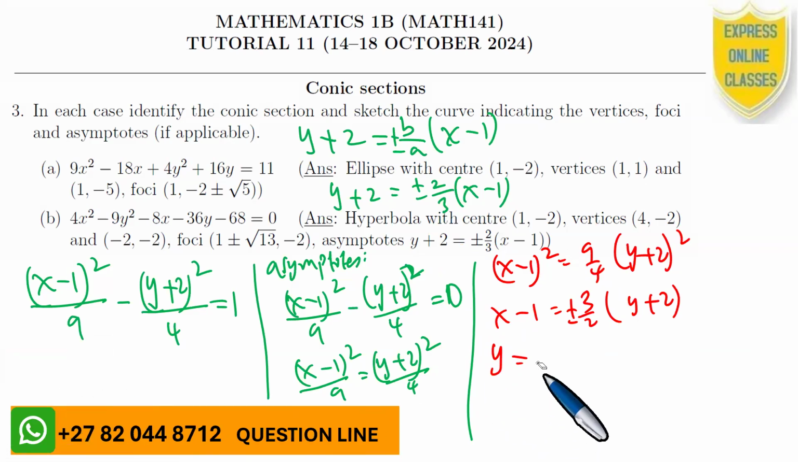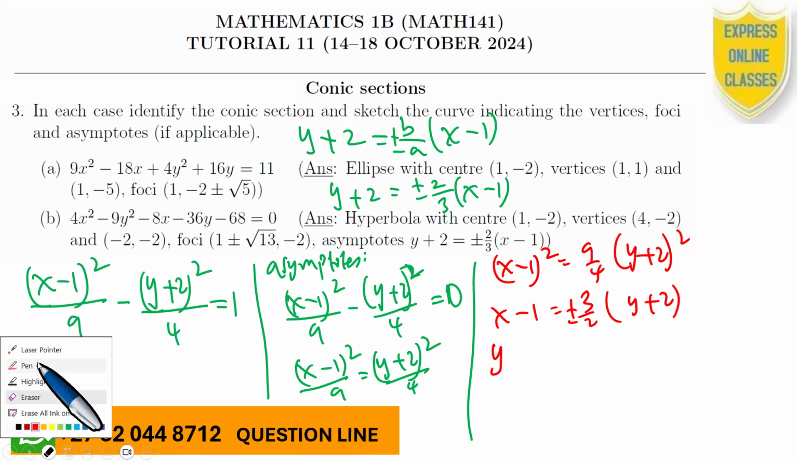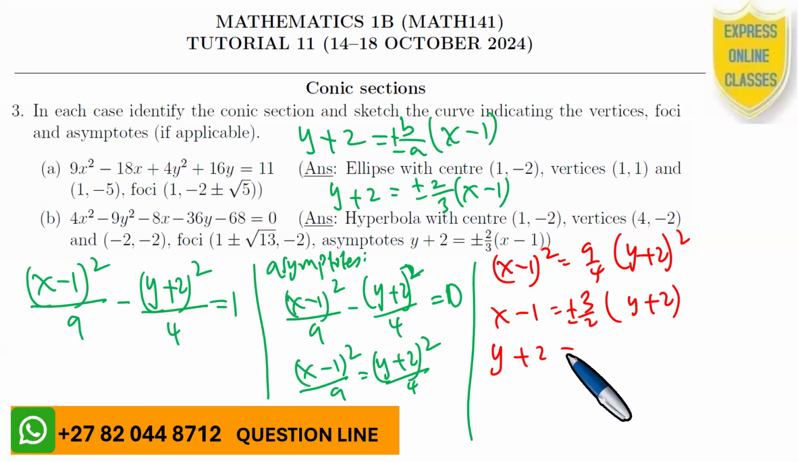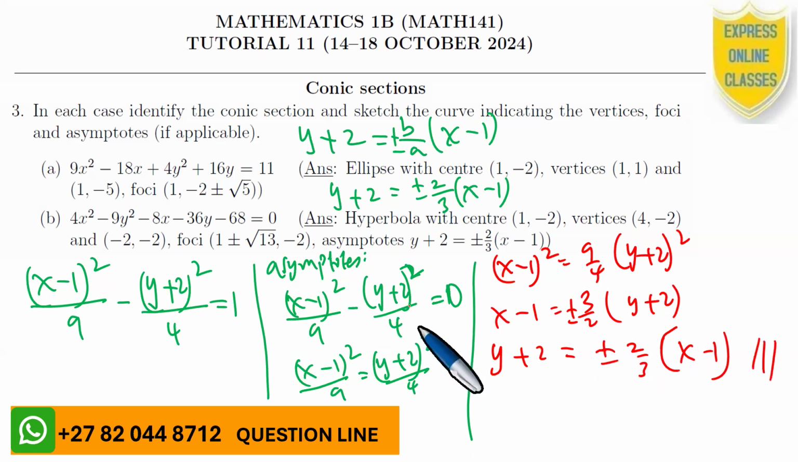So it becomes y plus 2, making y the subject, 2/3, like this. And this becomes the answer, which is the asymptotes there. But we can always say, if x comes first, then it is what? It is b over a.